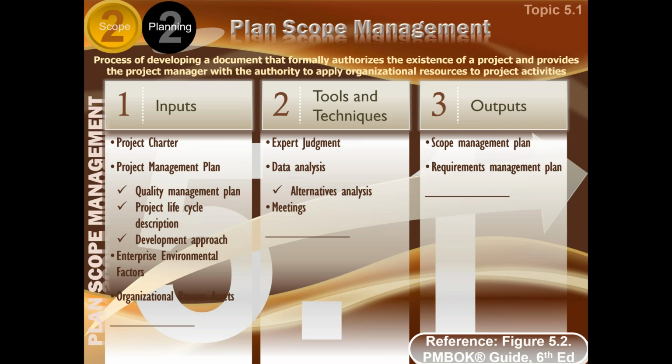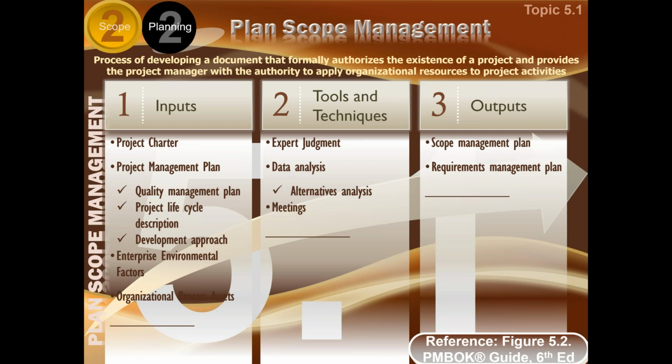The data analysis is also there, but the ingredients of data analysis may change. Here in data analysis, what we are more concerned about is the various alternatives which have to be identified and analyzed. So, what are the various alternatives for developing the scope and requirement management plan? So, this is quite a simple process.